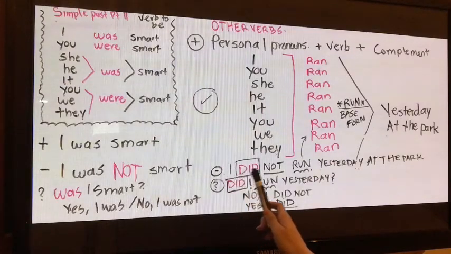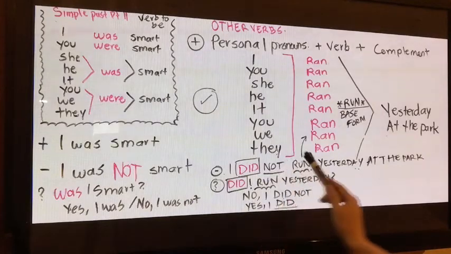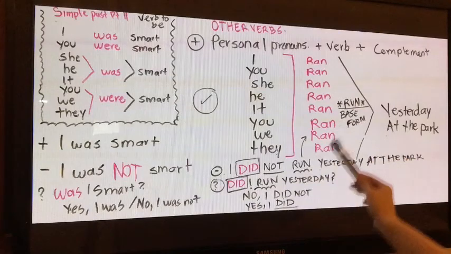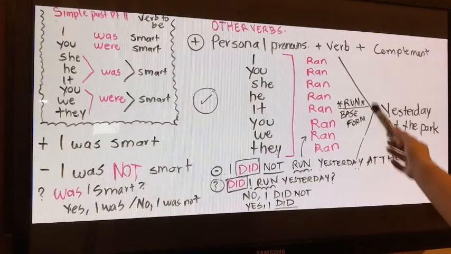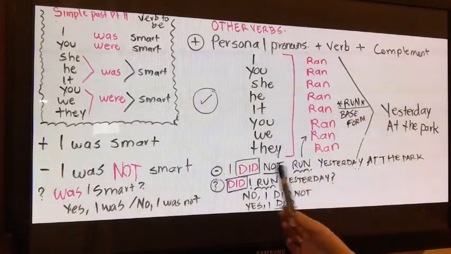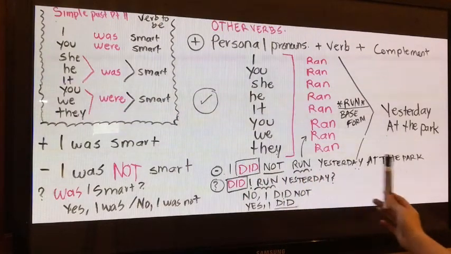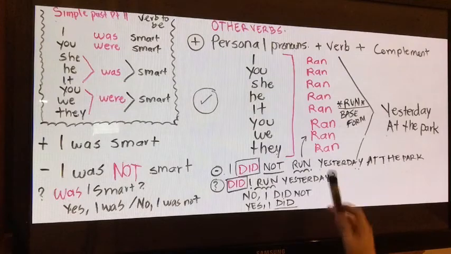Entonces, tengo que agregar después del auxiliar la negación, not, y el verbo que antes estaba en pasado lo tenemos que regresar a su forma base, entonces lo voy a colocar como aparece acá, subrayado, ¿sí? Entonces, yo no corrí ayer en el parque, ¿sí? Vuelvo a poner mi complemento.